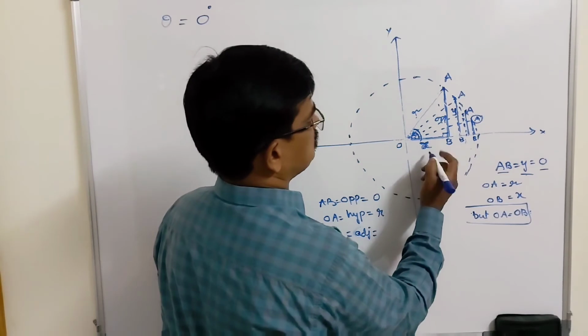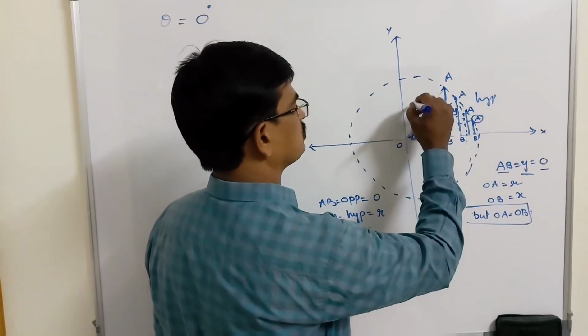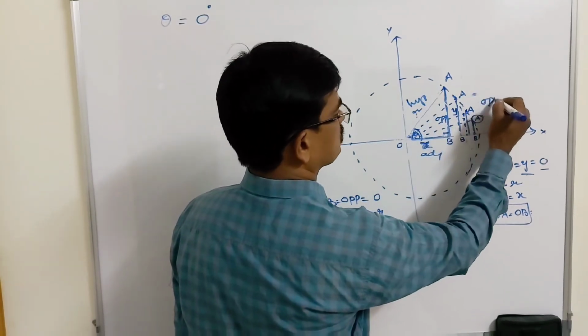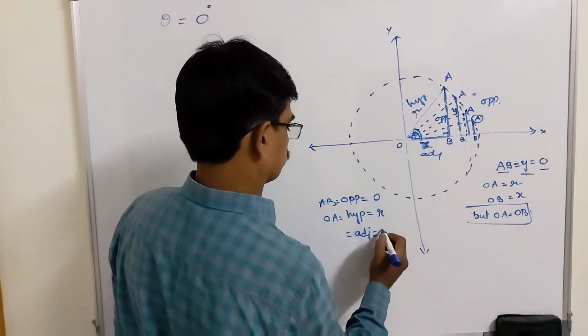See here, adjacent side this one. This is hypotenuse. This is opposite side. Adjacent side is here, X.